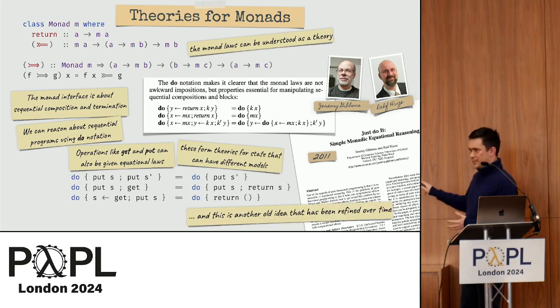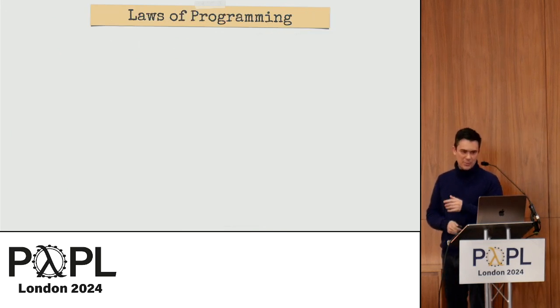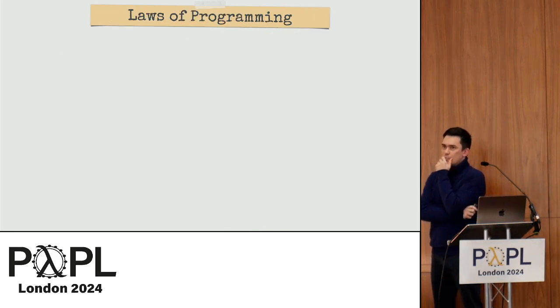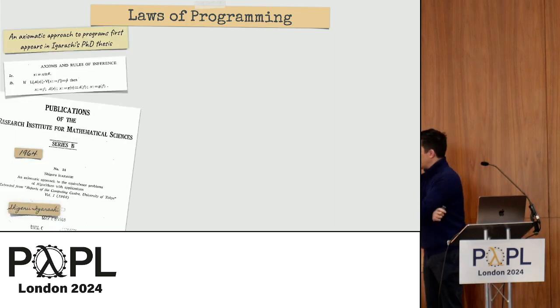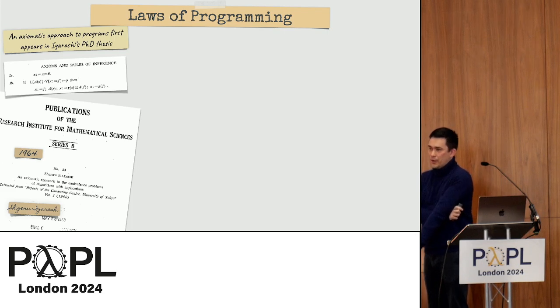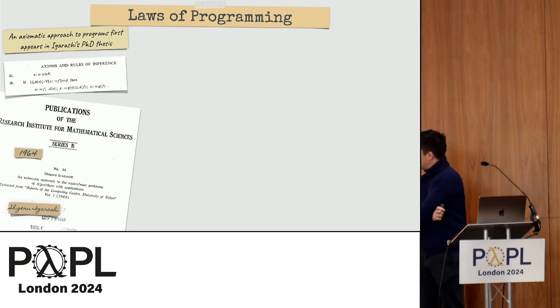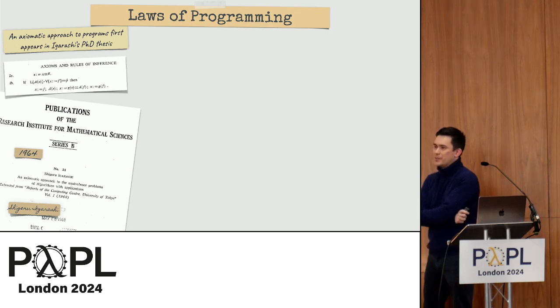So this is an old idea that's really refined over time. The laws of programming for things like get and put also go back quite a long way. In fact, they go back all the way to 1964 in a relatively hard-to-find thesis by Igarashi. It took me quite some time to pin this one down.